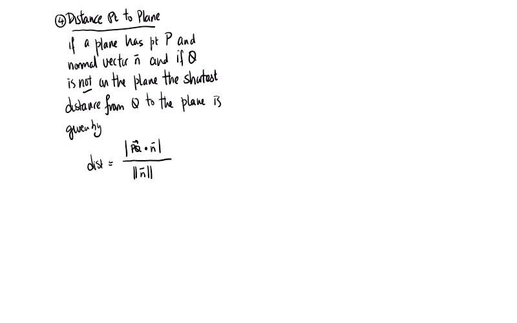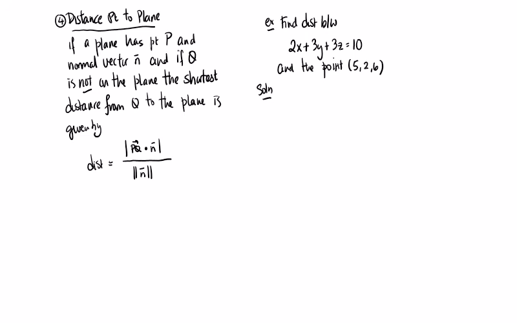So, a really simple example. Let's say find the distance between, and what I'm going to do is give the plane in a form like this, 2x plus 3y plus 3z equals 10, and the point 5, 2, 6. So what do we need? What do we know? We know the point that's not on the plane. That's our Q.